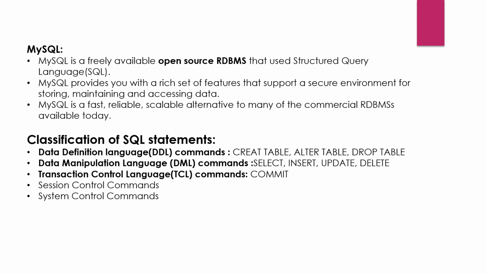Now, the second is the data manipulation language, the DML commands, through which you can display data, insert data, update data, and delete data. Manipulate means to edit the data. And the third one is the transaction control language, TCL commands. Control means that by using the commit command you can permanently save the table or the data. And the next ones are the session control commands and system control commands. In our syllabus, we learn only three: DDL, DML, and TCL.